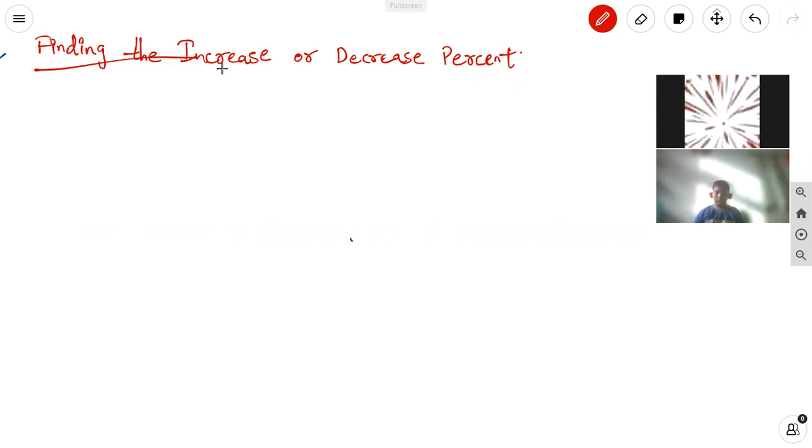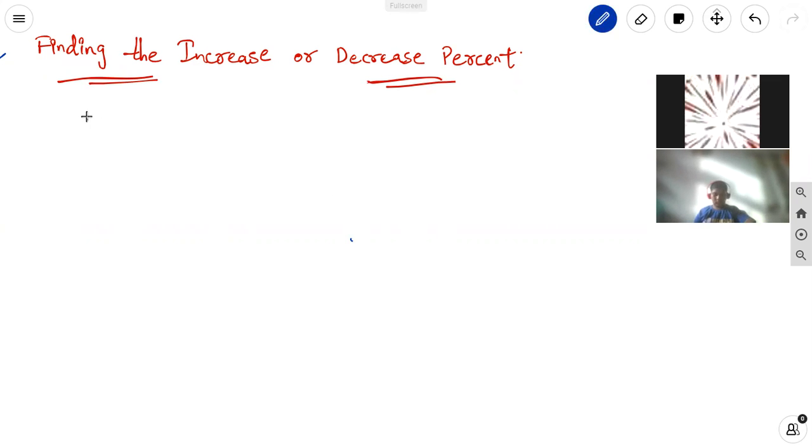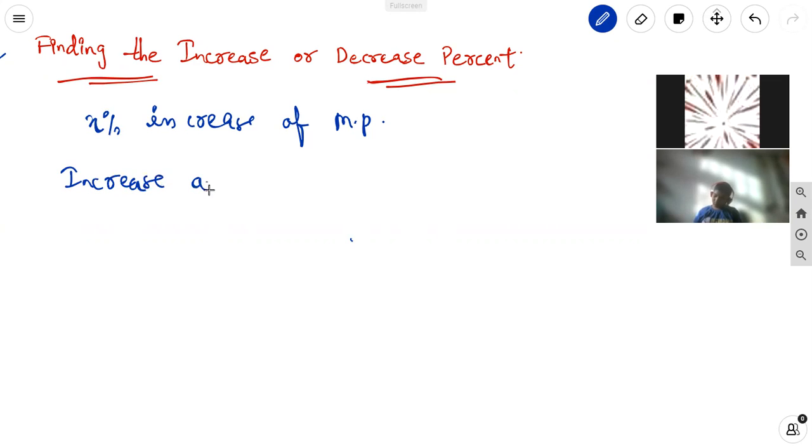Finding the decrease or increase percentage. How to find the increase and decrease percentage: if they have given X percentage increase of the market price, the increased amount is equal to X by 100 into market price.